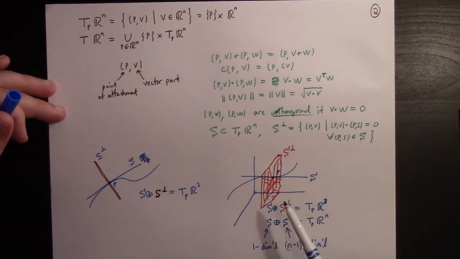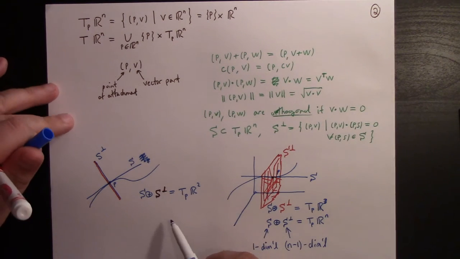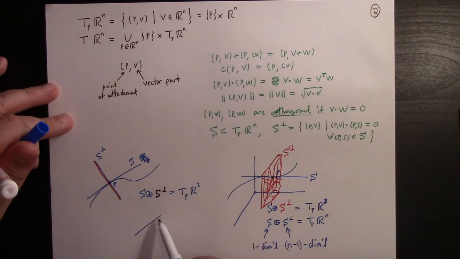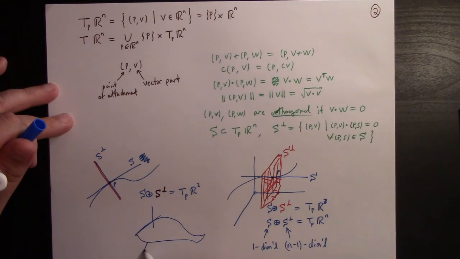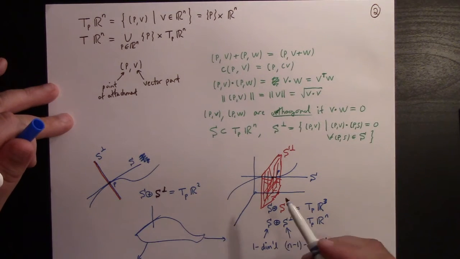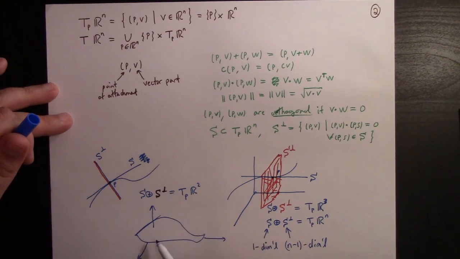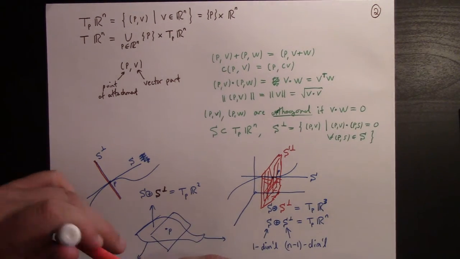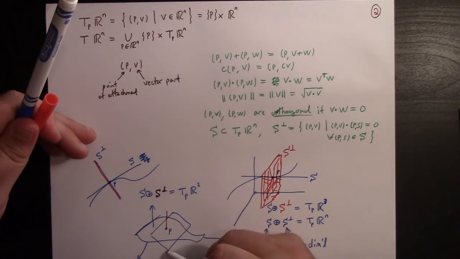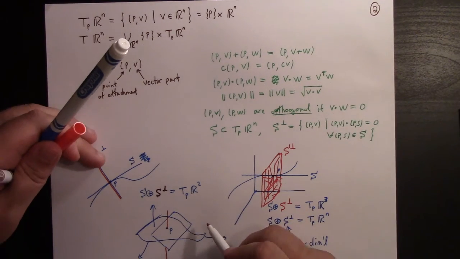And I could go through the same story, for example, for a surface. If I talked about a surface, here, oh, that's a horrible picture. Oh well. What kind of surface is that? My goodness. If I had a surface in R3, I could talk about a point, and I could talk about the tangent space at that point. And then the perp would be the normal line.